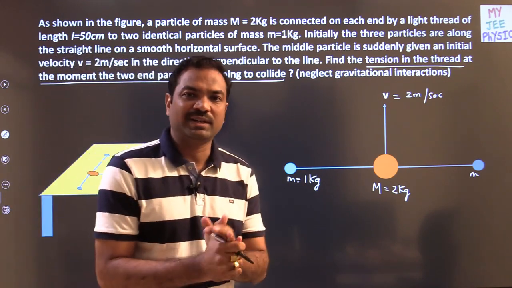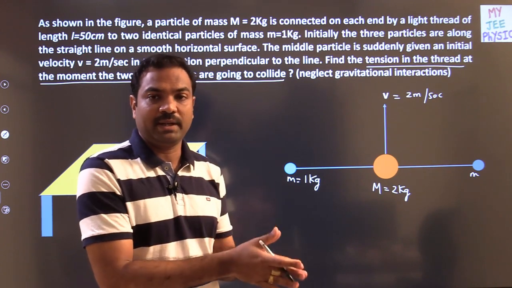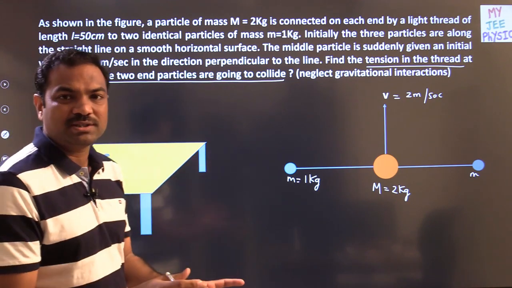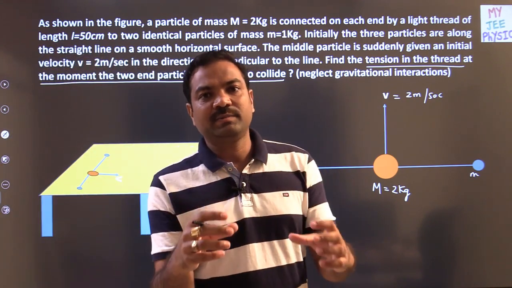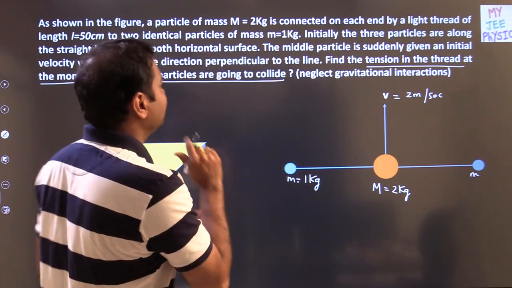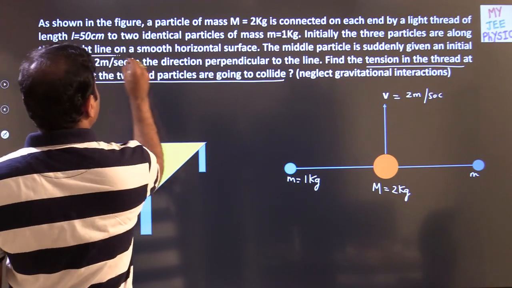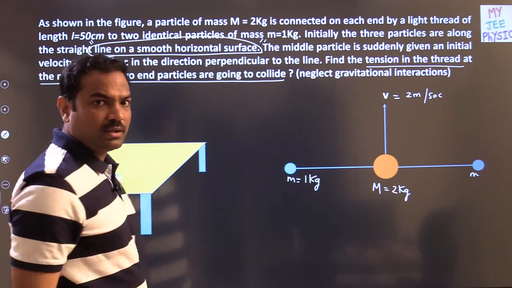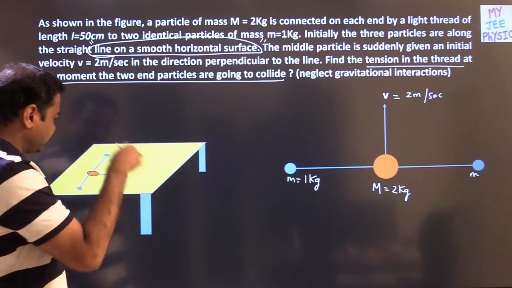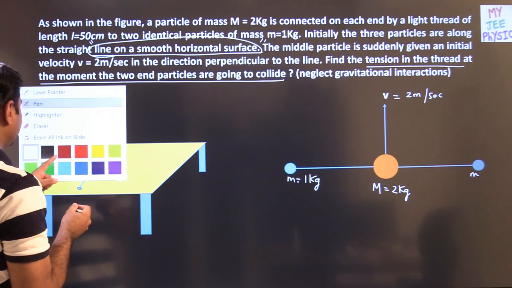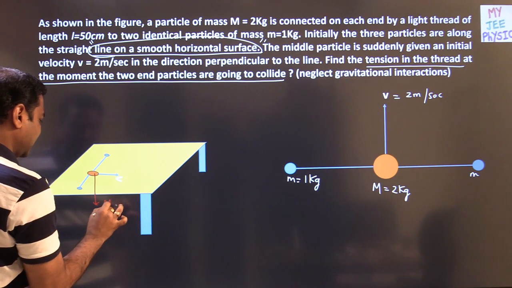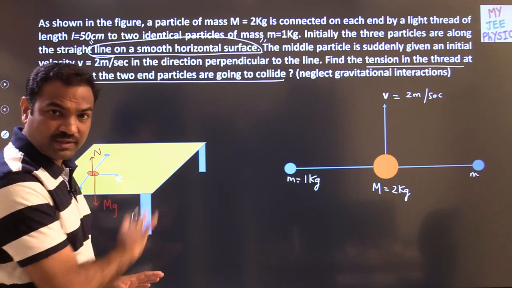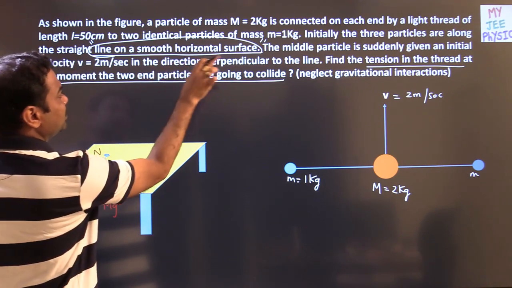This is the question, and we are about to find out the tension value. But what is the logic to be applied? It's very simple. First of all, you need to understand some terminology in the question. On a smooth horizontal surface, weight will act downward and normal reaction will act upward, so both cancel out, meaning no force is acting in the vertical direction.